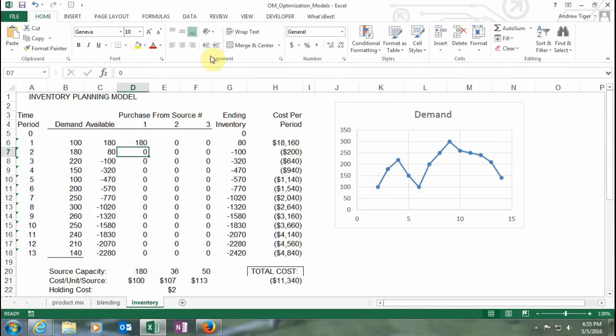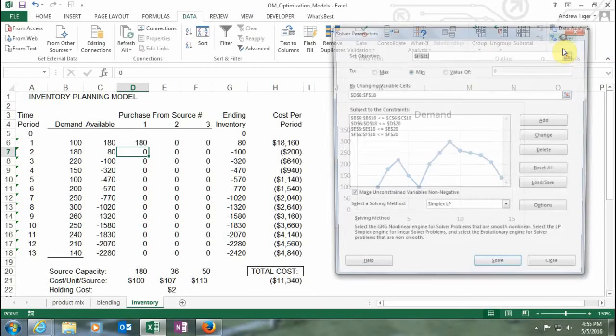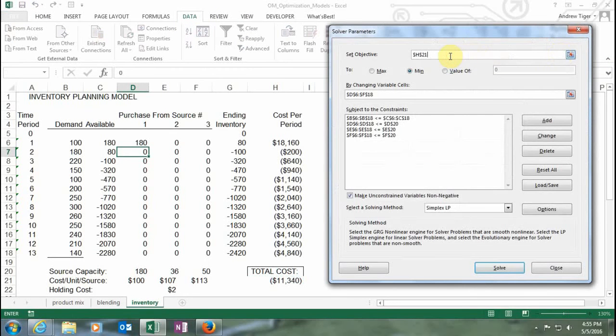So let's look at the model. There's my objective function in cell H21. That's my total cost. That is summing my purchasing costs and inventory costs by month for the 13 months. These are the cells that I can change. This is 36 variables, three columns, 12 or 13 rows apiece.